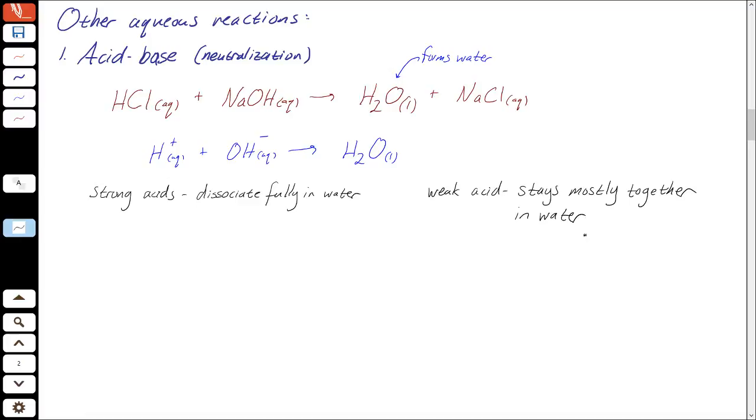Now, how do you identify strong versus weak acids? Well, luckily, there's only a few strong acids.